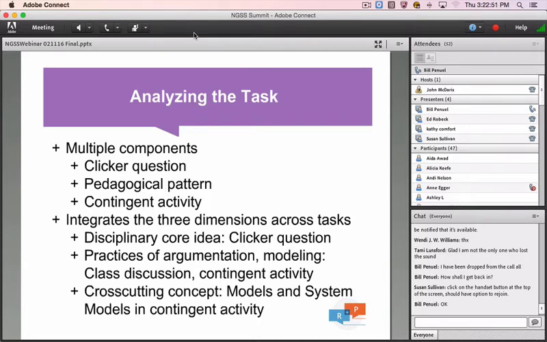And there's a cross-cutting concept linked with that contingent activity, in that students are invited to reflect on the nature of systems and system models with each of those activities, and what they have added to their understanding about systems and system models as a consequence of engaging in this particular model development effort. So it integrates those three dimensions in this way.